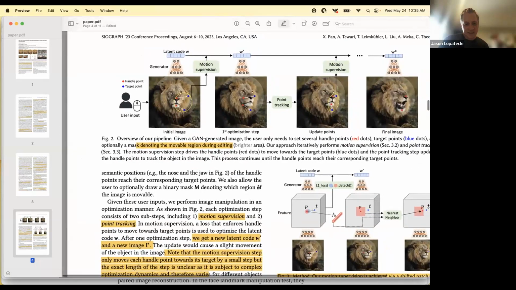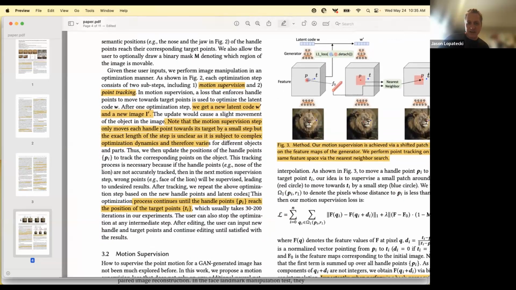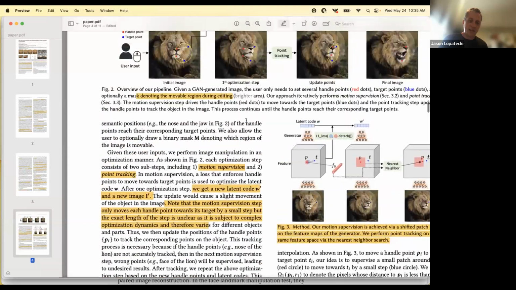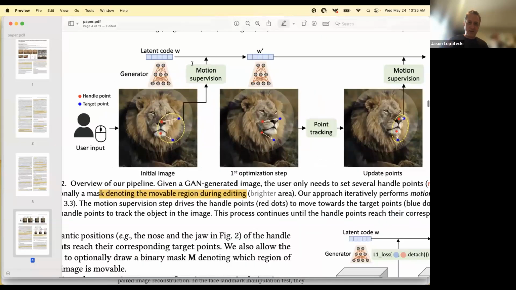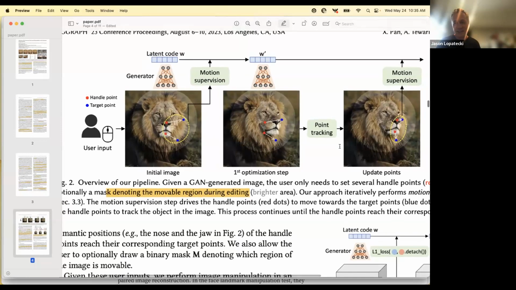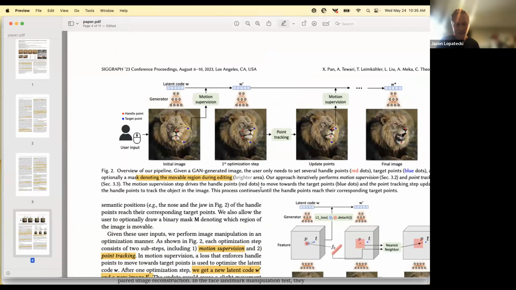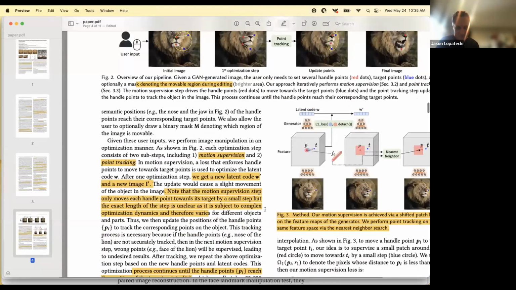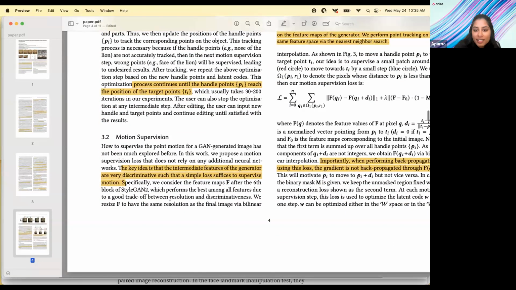Yep. Good. That's my take as well: if you go up there, there are two steps. There's motion supervision, which moves W to W prime, and there's point tracking, which moves your handle to the right spot, and then you move it again and do the same thing over and over again. And then the magic of the W to W prime was probably the next section. Yep.